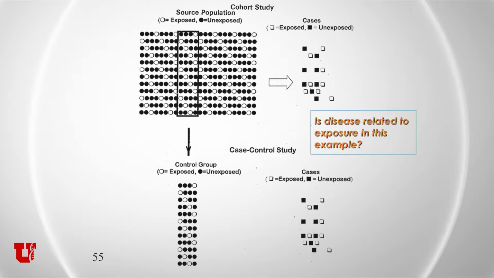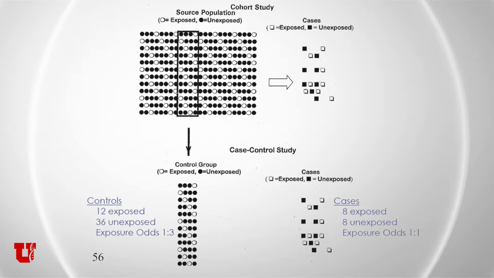So the cohort study and the case control study are both relying on this concept that we're going to compare our exposure status in the incident disease group to those who do not have disease. So exposure odds are 1 to 3 in the control sample. Exposure odds are 1 to 1 in the case sample. So those are some different odds.